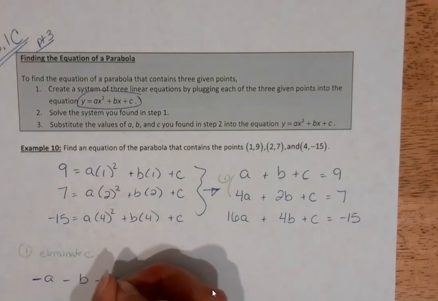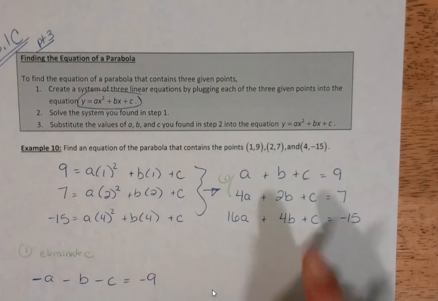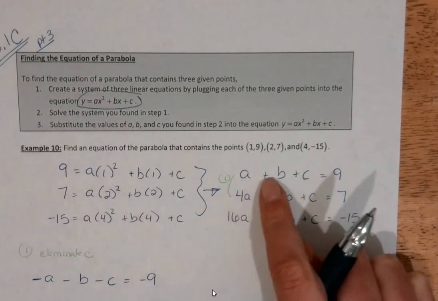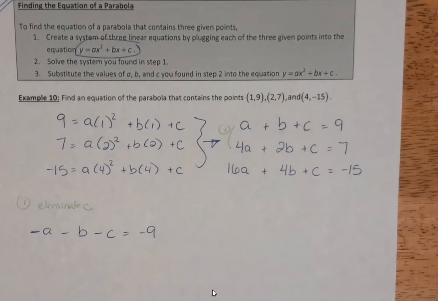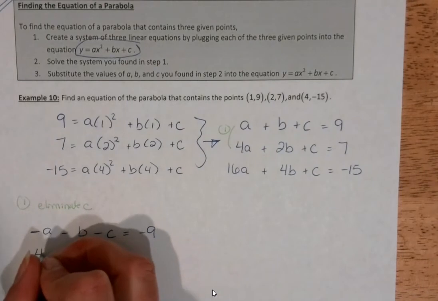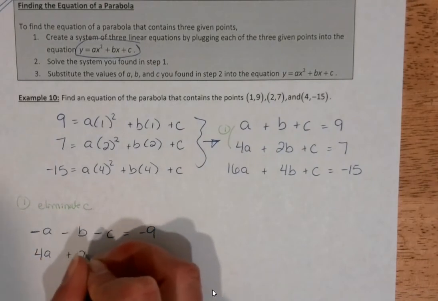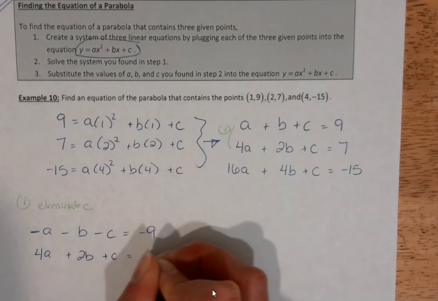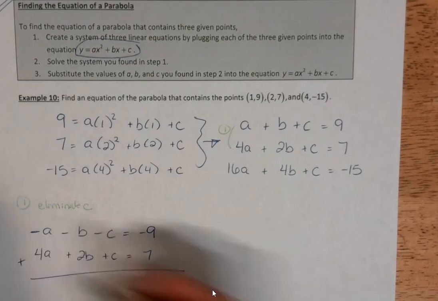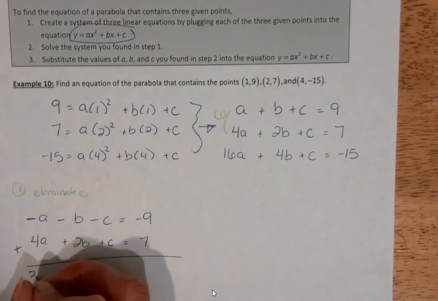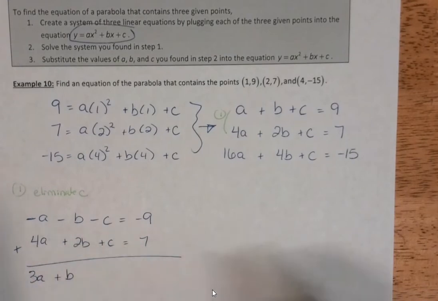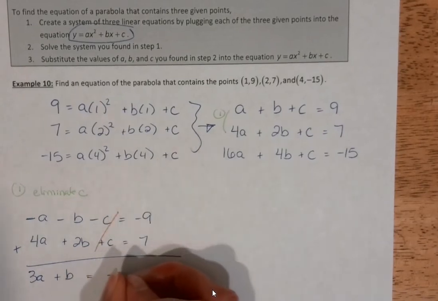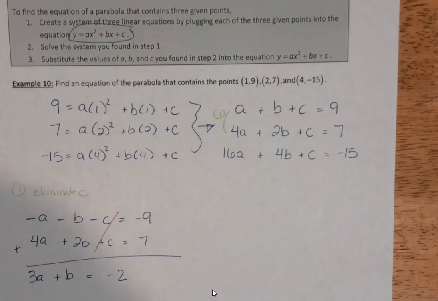minus b minus c equals negative 9. We're just taking a negative 1 times everything in the top equation. Negative a, negative b, negative c, negative 9. And we're going to leave the 4a plus 2b plus c equals 7 alone. Add those up. Negative a plus 4a is 3a. Negative b plus 2b is plus a positive 1b. And the c's eliminate. Equals negative 9 plus 7 is negative 2.